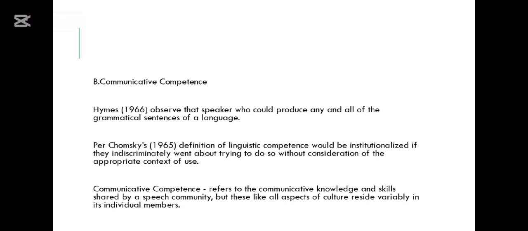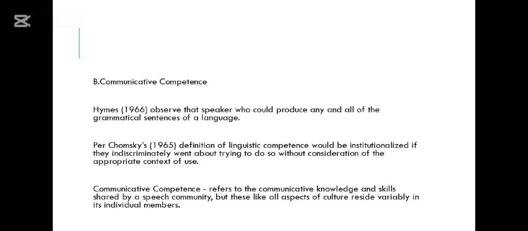Next is communicative competence. It refers to the communicative knowledge and skill shared by a speech community, but this, like all aspects of culture, resides variably in its individual members. This involves knowing not only the language code but also what to say to whom and how to say it appropriately in any given situation. Further, it involves the social and cultural knowledge speakers are presumed to have, which enables them to use and interpret linguistic forms.